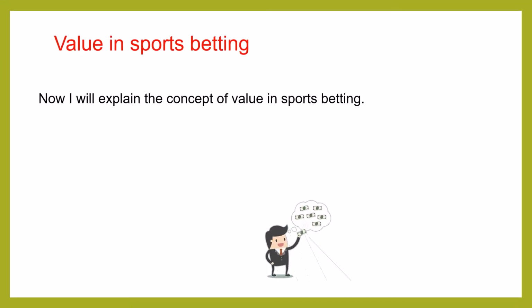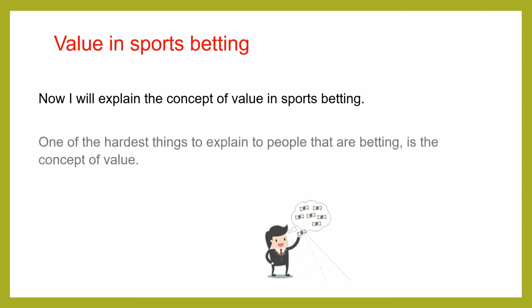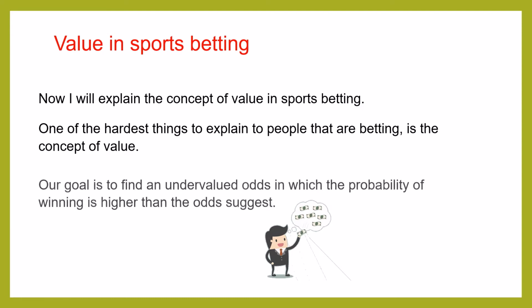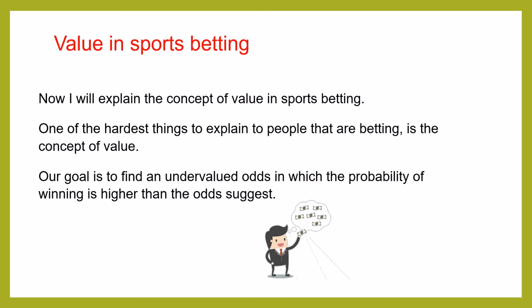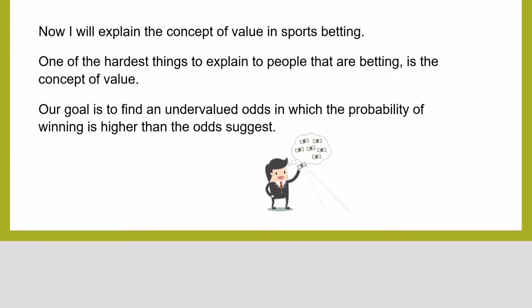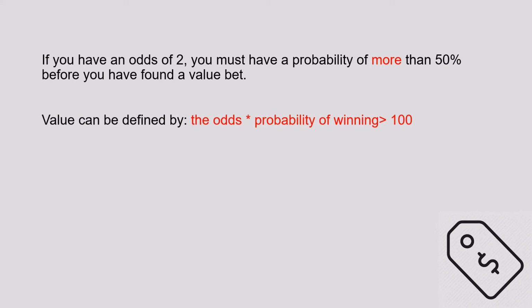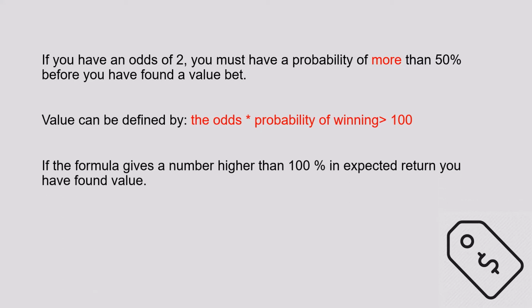Now I will explain the concept of value in sports betting. One of the hardest things to explain to people that are betting is the concept of value. Our goal is to find undervalued odds in which the probability of winning is higher than the odds suggest. If you have odds of 2, you must have a probability of more than 50% before you have found a value bet. Value can be defined by the odds times the probability of winning being higher than 100%. If the formula gives a number higher than 100% in expected return, you have found value.